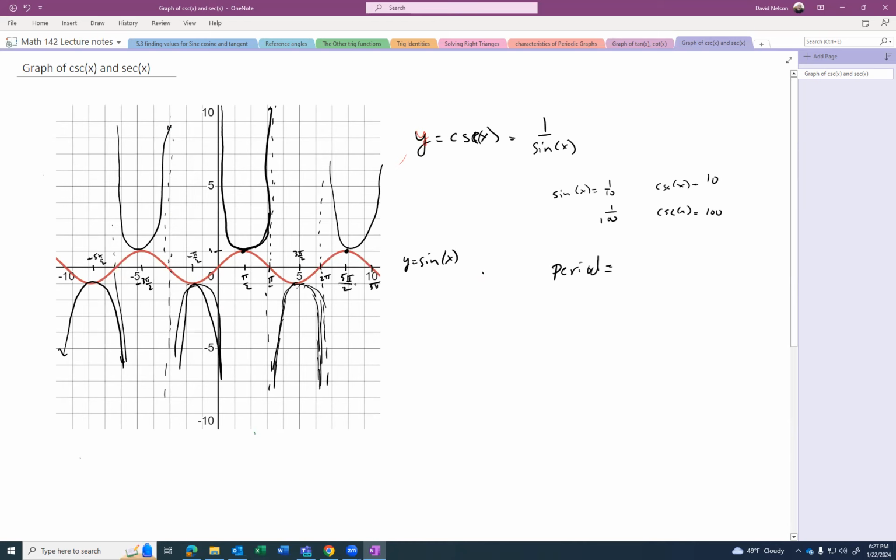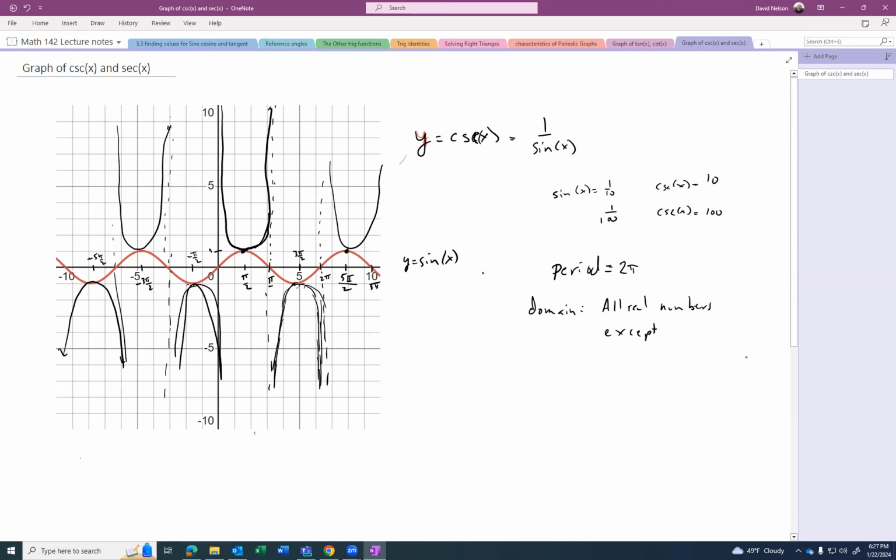So that's a difference of 4 pi over 2, or 2 pi. The period for the cosecant is also 2 pi. Just like sine, the period is going to be 2 pi. The domain: the sine function is defined everywhere, and the cosecant is defined for all real numbers except these places where the sine value is 0.